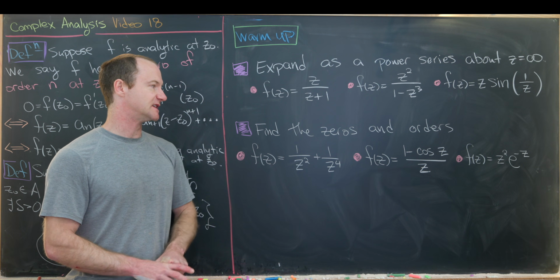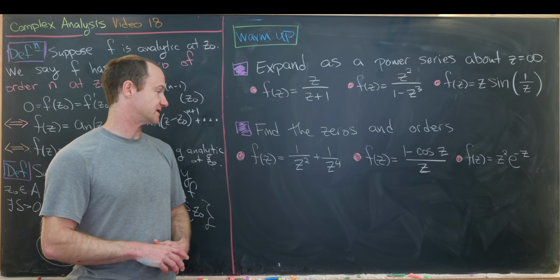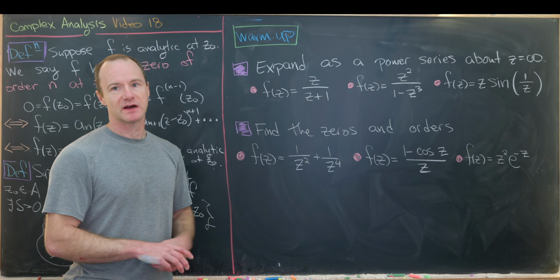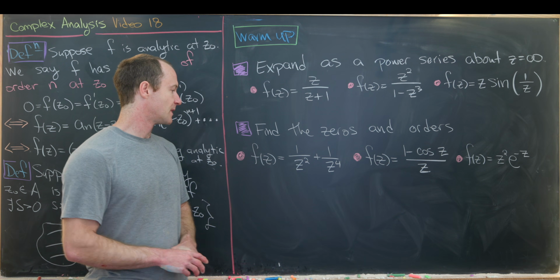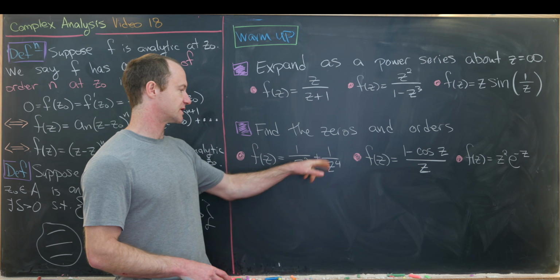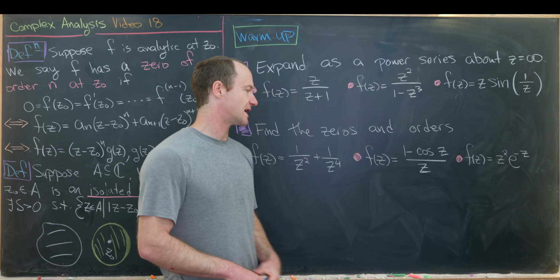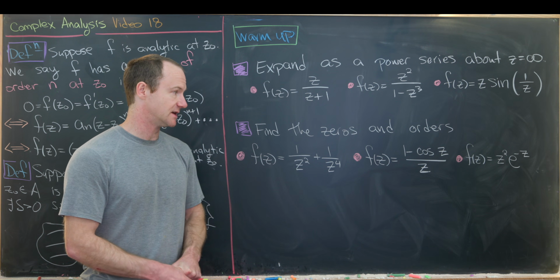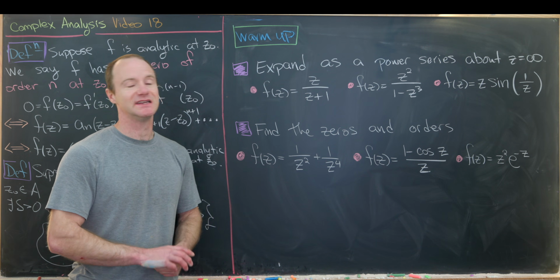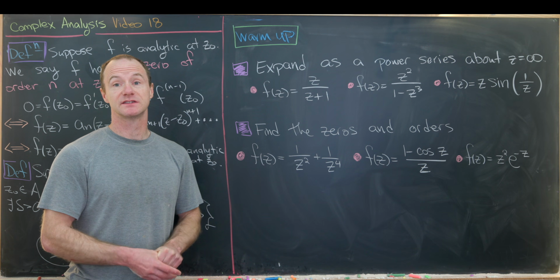Next is to find the zeros and the order of these zeros, not forgetting about zeros at infinity, of the function 1 over z squared plus 1 over z to the 4th, 1 minus cosine z over z, and finally z squared times e to the minus z. And that's a good place to stop.